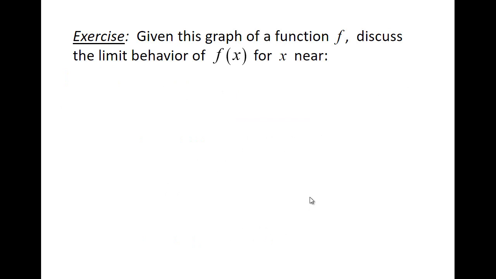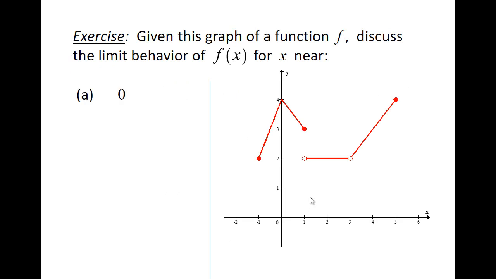Okay, so given the graph of a function f, we want to discuss the limit behavior of f of x for x near, let's say, 0 here. So here we are given the graph of a function f, and we want to know the limit of f as x approaches 0. Well, if you look at the graph, you can see that as x approaches 0 from either side, the value of the function gets closer and closer to 4 here. So we see that the limit of f of x as x goes to 0 is equal to 4.